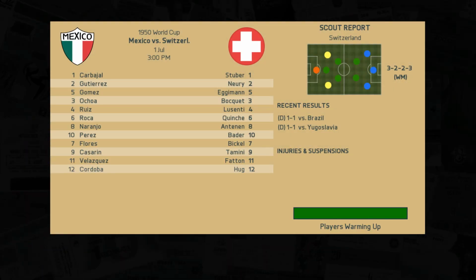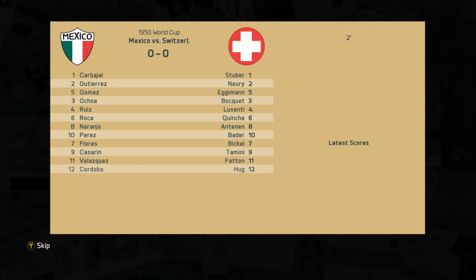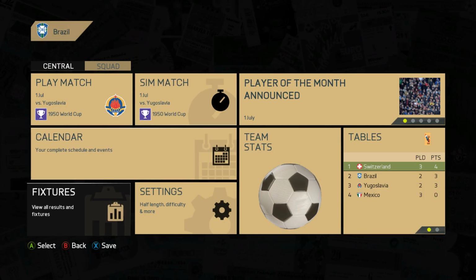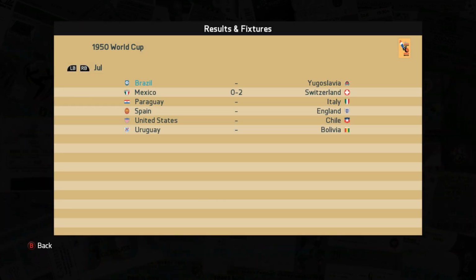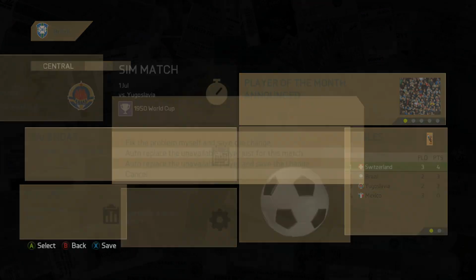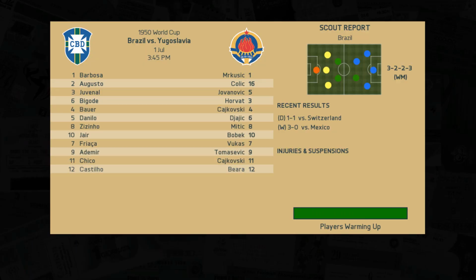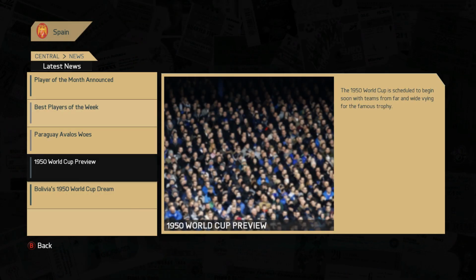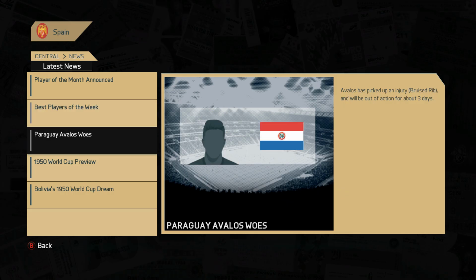Mexico against Switzerland. 2-0 to Switzerland, the result. Working our way through July at the moment with these fixtures. Brazil against Yugoslavia. 3-1 to Brazil. Any other news going on at the moment? Player of the month announced. There's the usual injury news there.